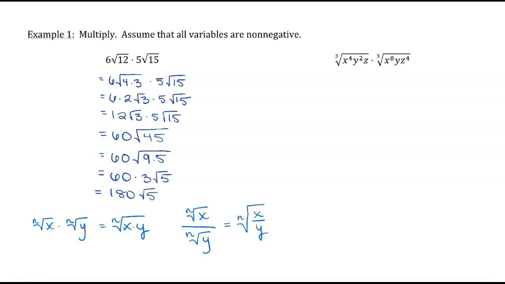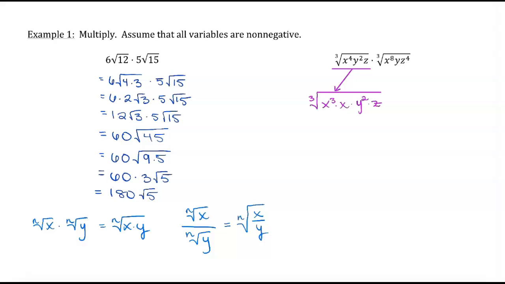Now let's look at this next expression. Here we will assume that all variables are non-negative. Let's begin by simplifying each of these cube roots separately before combining them. Looking at the cube root of x to the fourth y squared z, x to the fourth is divisible by the perfect cube x cubed, with one factor of x left over. y squared is not divisible by a perfect cube because 2 is less than 3. And the same is true for z.